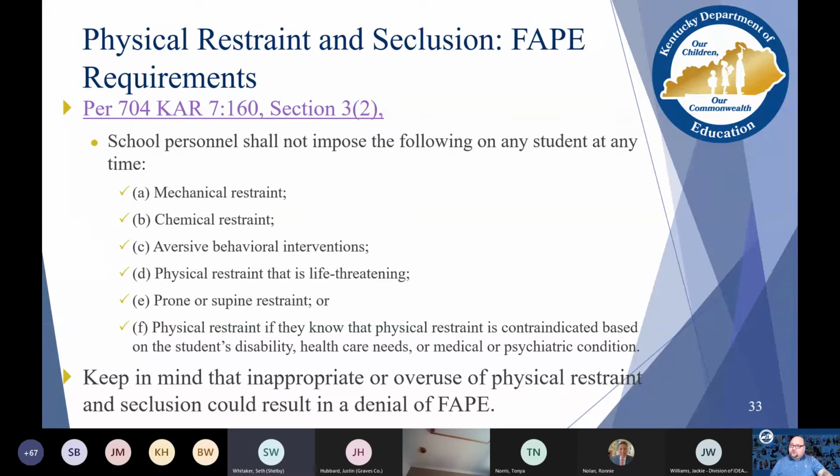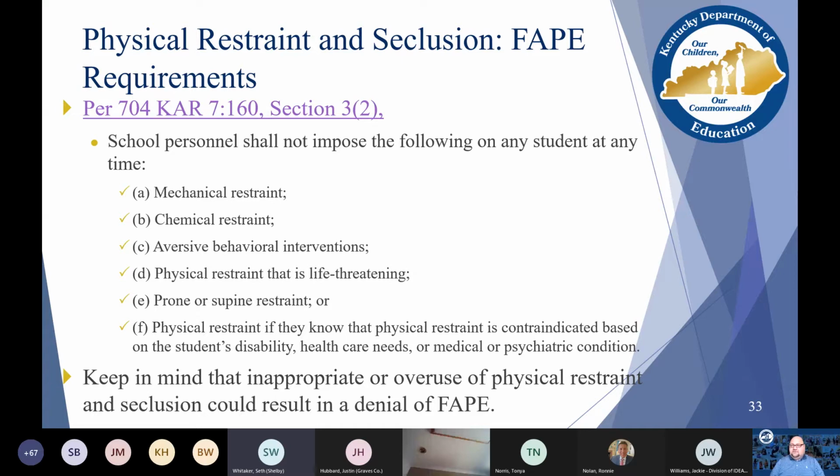And this is the definition of school personnel. If your facility has a memorandum of agreement, you're considered school personnel during the school day. School personnel shall not impose on any student at any time mechanical restraint, chemical restraint, adverse behavioral interventions, physical restraint that is life-threatening, prone or supine restraint, or physical restraint if they know that the physical restraint is contraindicated based on the student's disability, healthcare needs, or medical or psychiatric condition.